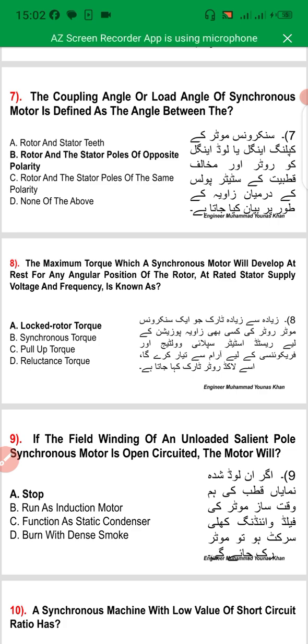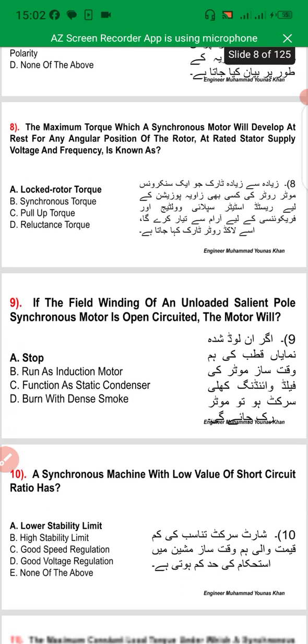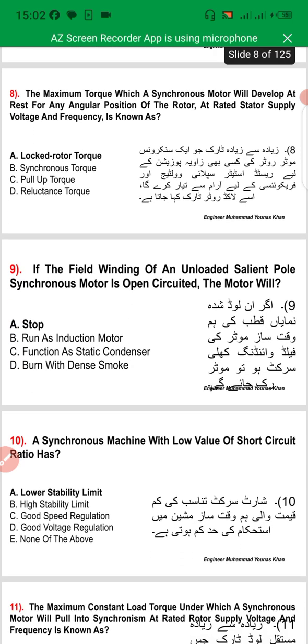The coupling angle or load angle of a synchronous motor is defined as the angle between the rotor and the stator poles of opposite polarity. The maximum torque which a synchronous motor will develop at rest, for any angular position of the rotor, at rated stator supply voltage and frequency, is known as locked rotor torque.